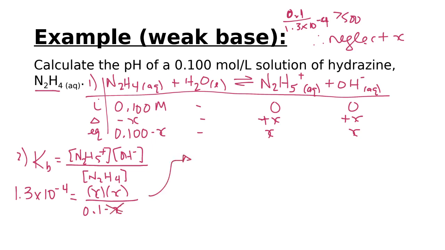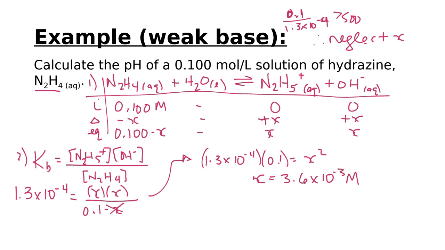So I'm going to take 1.3 times 10 to the negative 4, and multiply that by 0.1. That is equal to x squared. My x value works out to be 3.6 times 10 to the negative 3 moles per liter.